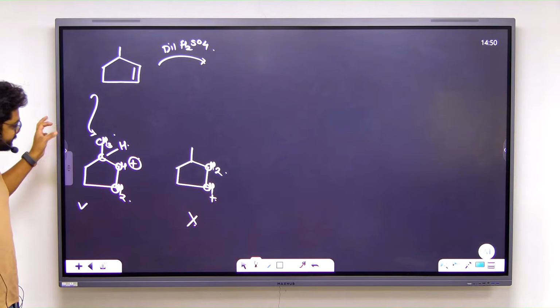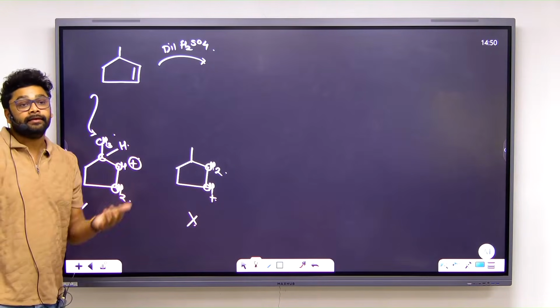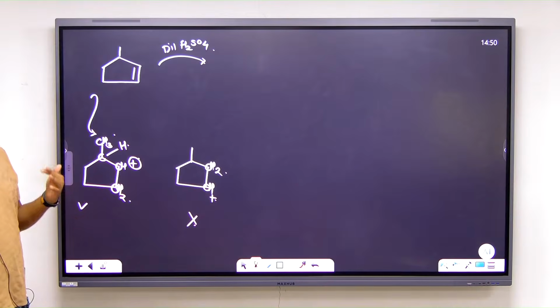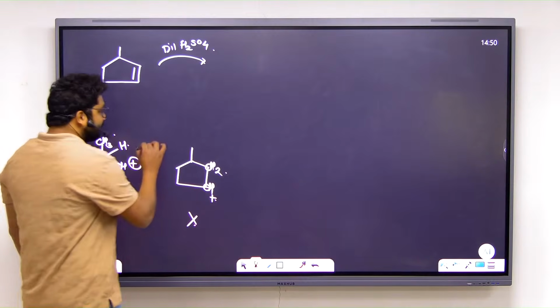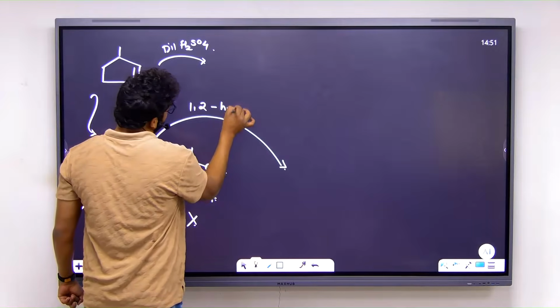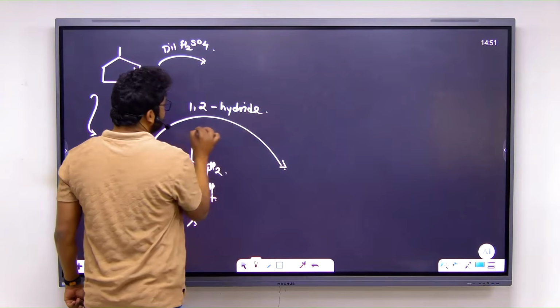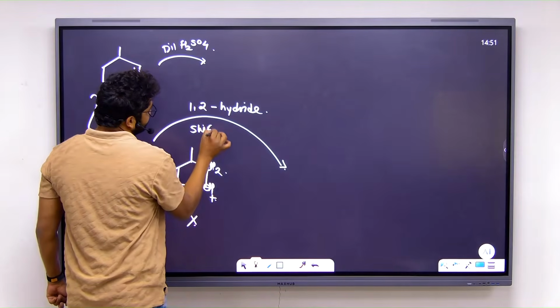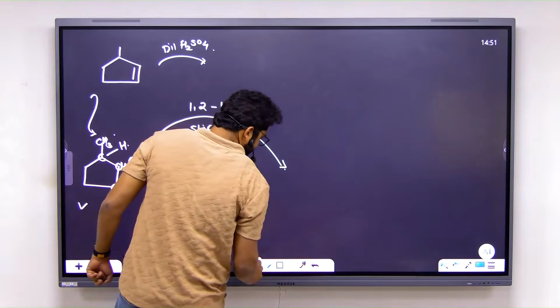समजतं? याच्याकडे पॉसिबिलिटी आहे भाई, कशाची? टर्शरी कार्बोकटायनची. आणि म्हणून आपल्याला समजतंय की इथे 1-2 चा काय शिफ्ट होईल रे? हायड्राइड. ओके, there is a 1-2 hydride shift. ठीक आहे.